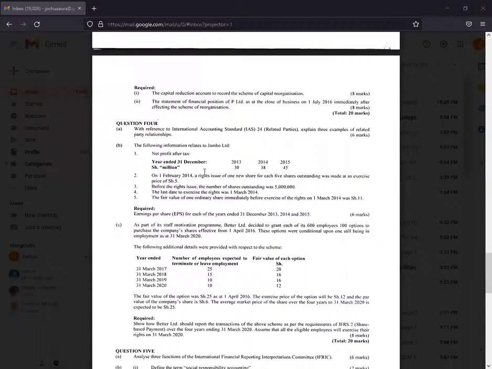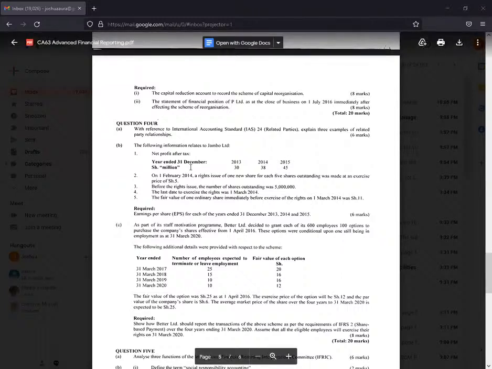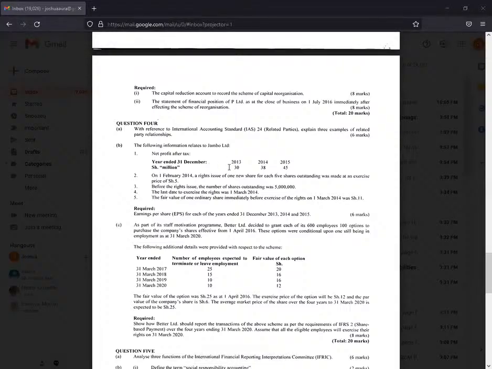I can see the net profit after tax for 2013, 2014, 2015, in shillings millions. I'll do 2 of them today: one for basic EPS and one for diluted. Today, you guys are very lucky. So I can see the net profits after tax for the 3 years.